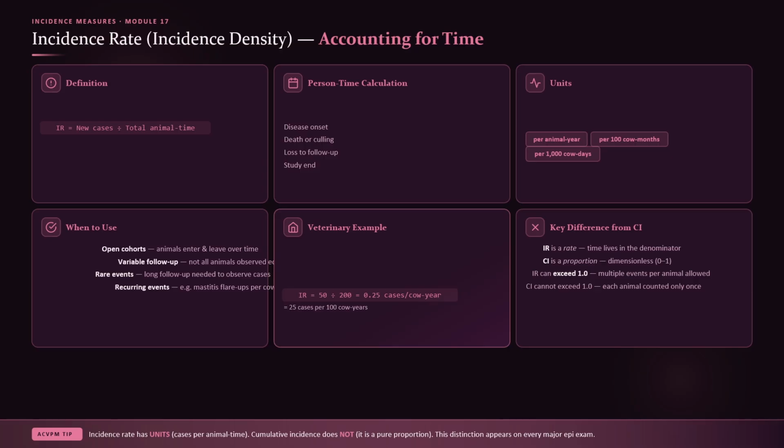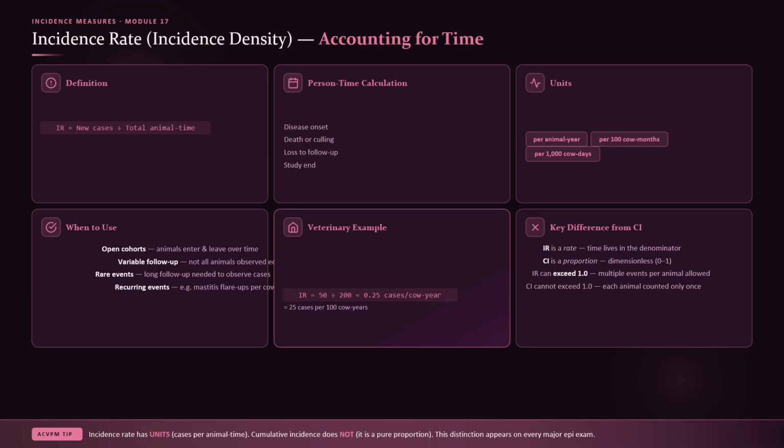The formula for incidence rate equals the number of new cases divided by the sum of time each animal was at risk across all animals. The unit of the denominator is animal time, animal days, animal months, or animal years, depending on the observation period. Each animal contributes time to the denominator from the moment it enters the population until the moment it either develops disease, leaves the population, or the study ends, whichever comes first. Once an animal becomes a case, it stops contributing time because it's no longer, quote, at risk.